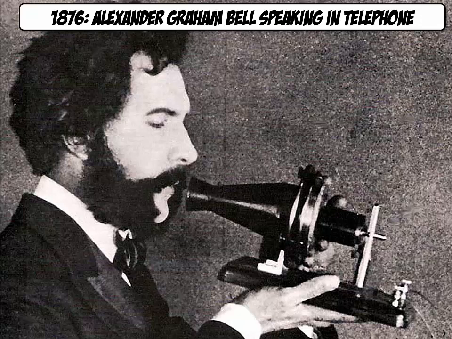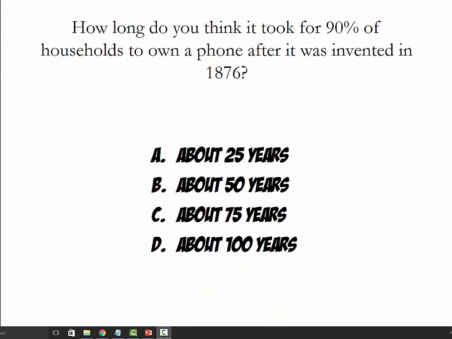This is a picture of Alexander Graham Bell, the inventor of the telephone. How long do you think it took for the telephone to be widely diffused, meaning for 90% of households to own a phone after it was invented in 1876? Please pause the lecture video to think about this and choose an answer.